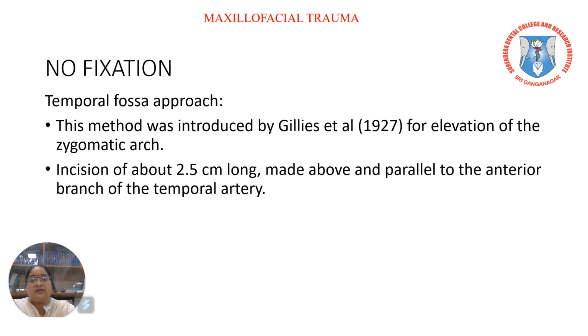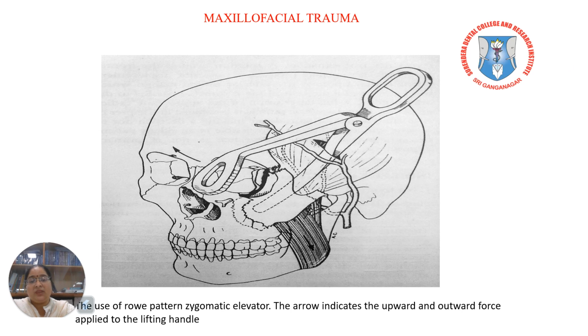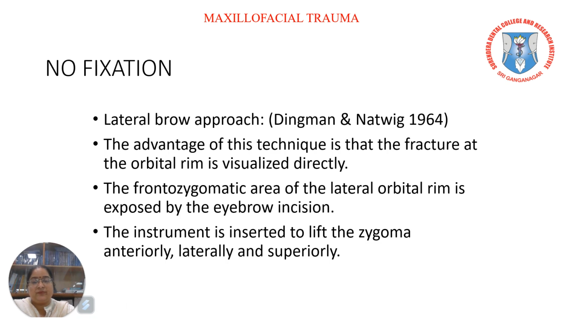No fixation, that is a temporal fossa approach. This method was introduced by Gillies et al. for elevation of the zygomatic arch. An incision about 2.5 cm long is made above and parallel to the anterior branch of the temporal artery. This is the Gillies temporal approach. This is the use of the Rose pattern zygomatic elevator. This arrow indicates the upward and outward force applied for the lifting of the zygomatic bone fracture.